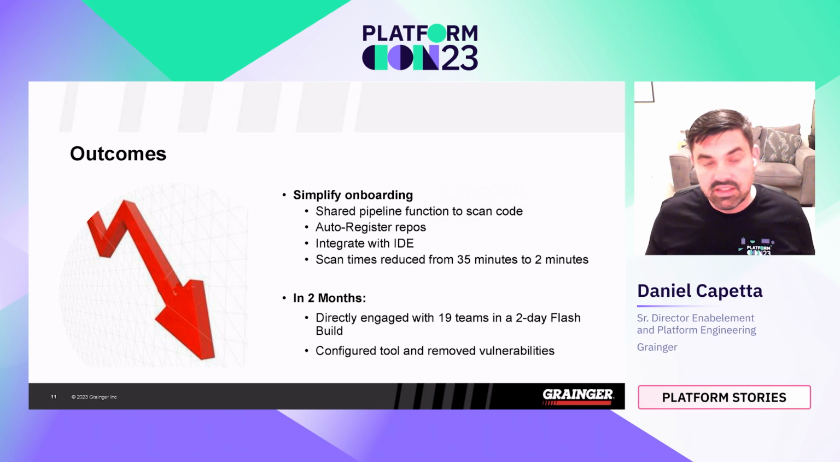I'm happy to say that this was massively successful. We simplified the onboarding process through those feedback loops. We had a shared pipeline function that made it easier for teams to get real-time CI feedback into their pipelines. We were able to quickly auto-register all of the repositories within our source control system, have clear instructions around how to integrate the new capability within our software engineers' IDEs, all while reducing the scan times from 35 minutes in the original product down to 2 minutes within product B.